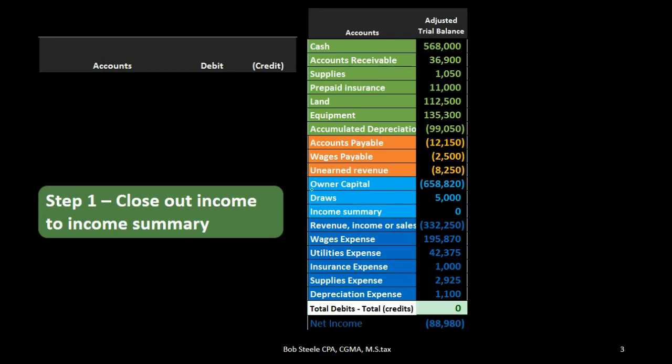In order to do this, we are adding this new account. You've probably been wondering, income summary account. What is that? Where did it come from? Why is it there?